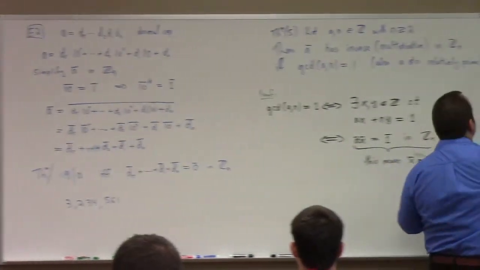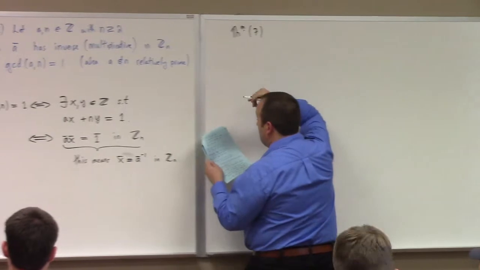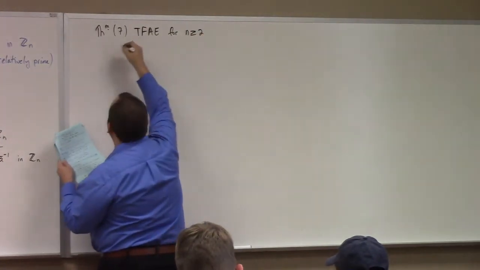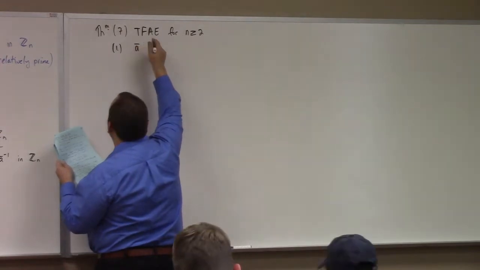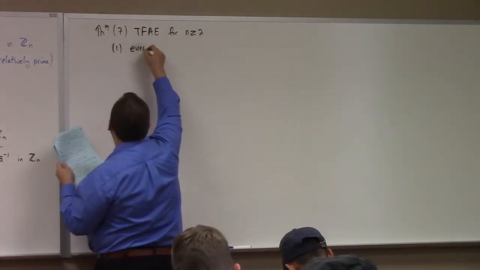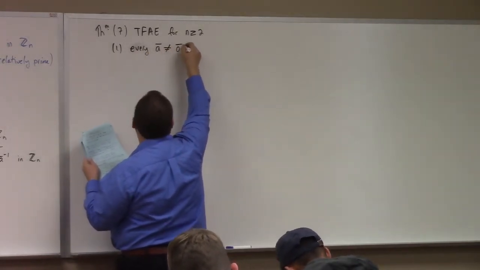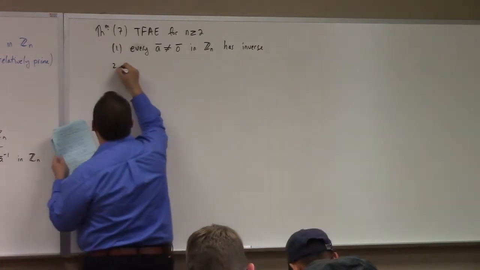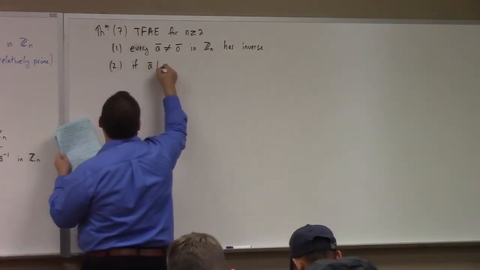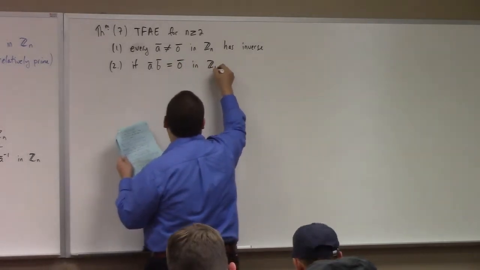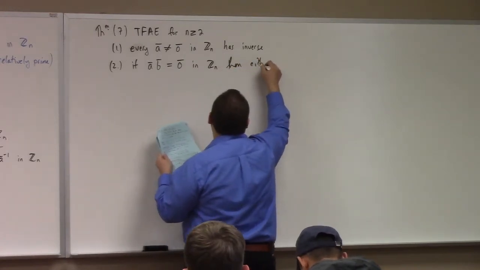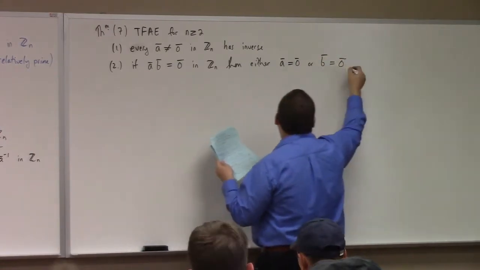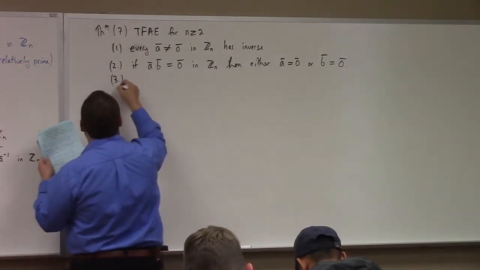The following are equivalent, theorem 7. The following are equivalent for n greater than or equal to 2. 1, every non-zero a bar in Zn has an inverse. 2, if a bar, b bar equal to 0 bar in Zn, then either a bar equals 0 or b bar equals 0. So many bars. 3, n is prime.